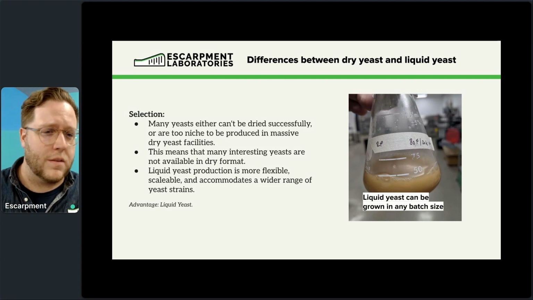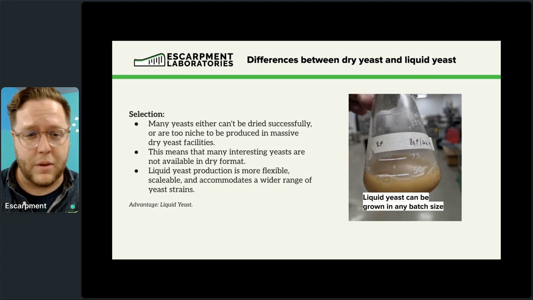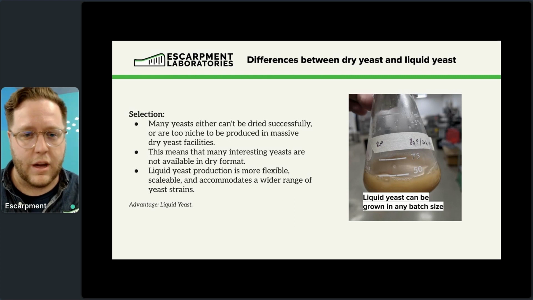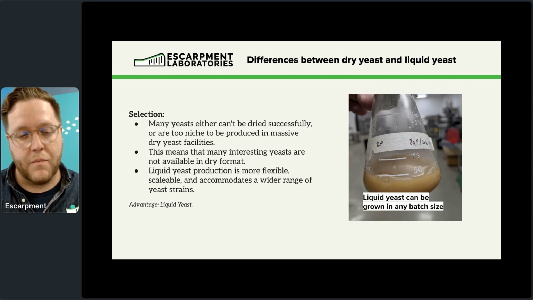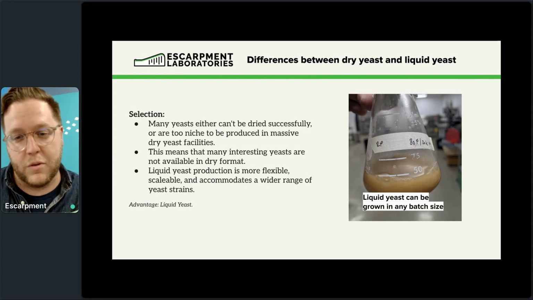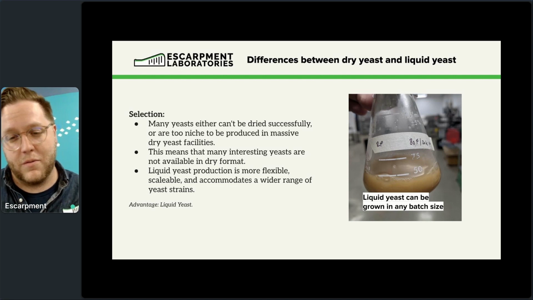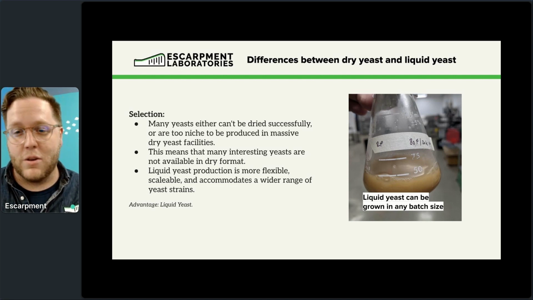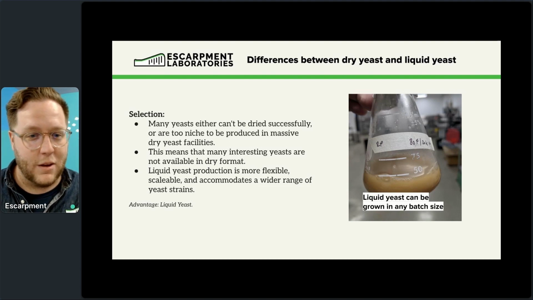Some strains that previously weren't super popular, like London Ale strains, are now the most popular strains for craft beer. So now there's many dry options, for example. So things do change. But that's one of the benefits here of liquid yeast. It's super flexible. I've got a picture here that's a batch of yeast grown at 50 milliliters in a flask, which, if you need that much yeast, you can grow it in liquid yeast format. You can just grow a tiny batch, and it's very flexible.